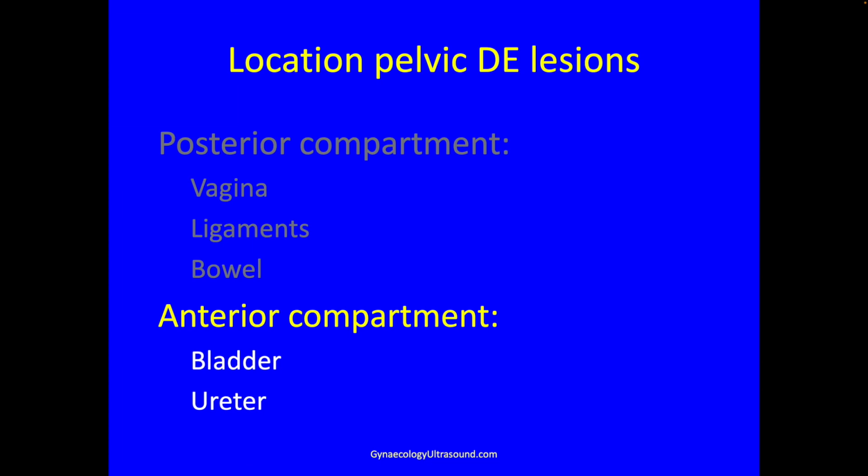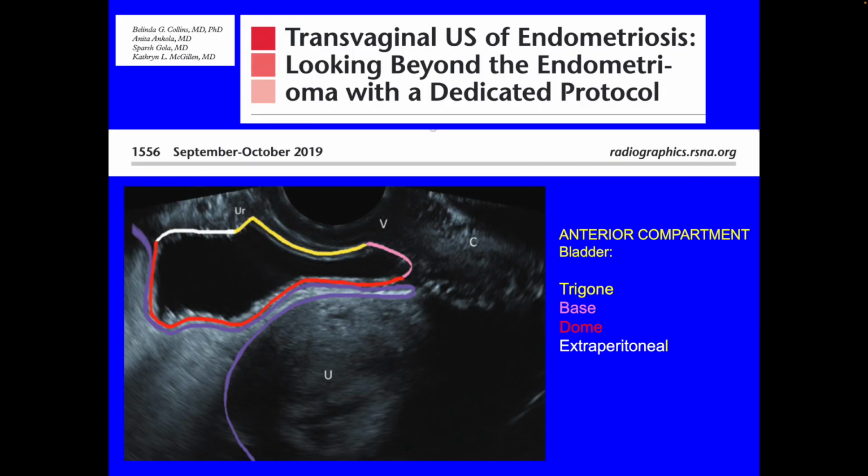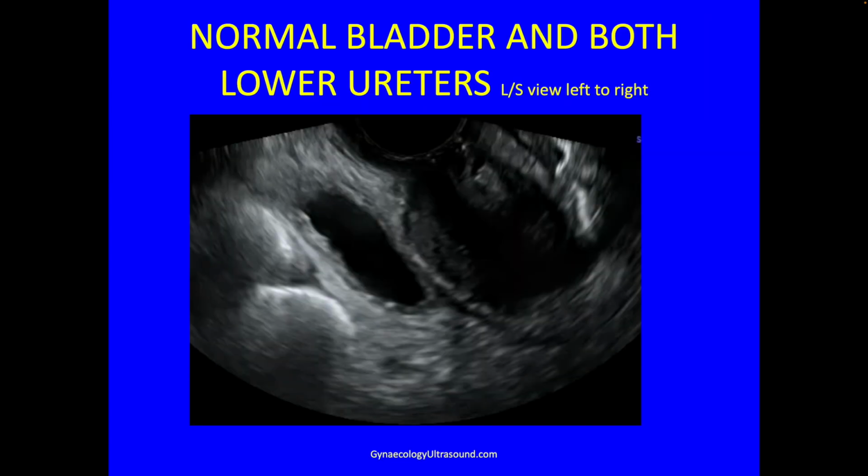Next, the anterior compartment, the bladder and ureter. Again, bladder, we've got trigone, base, dome, and extraperitoneal. And it is the base and the dome that are most commonly affected by deep endometriosis. Again, a disruption of the muscularis layer, but it's harder to demonstrate that layer in the normal. Just showing some videos of normal.